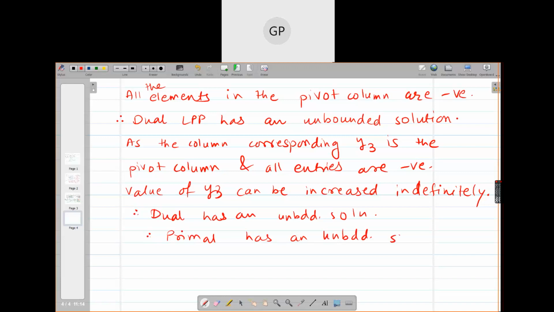Do you understand this? So yesterday we saw an optimal solution, now we are seeing an unbounded solution. If the dual has an unbounded solution, then the primal has an unbounded solution. Okay? Have you written it? Yes, ma'am.